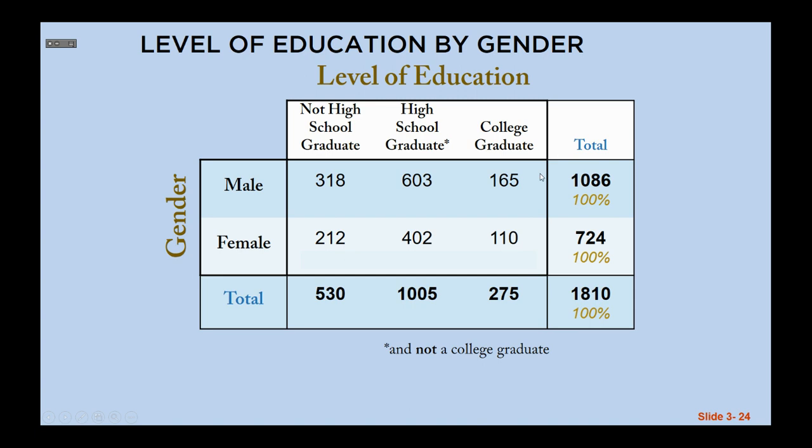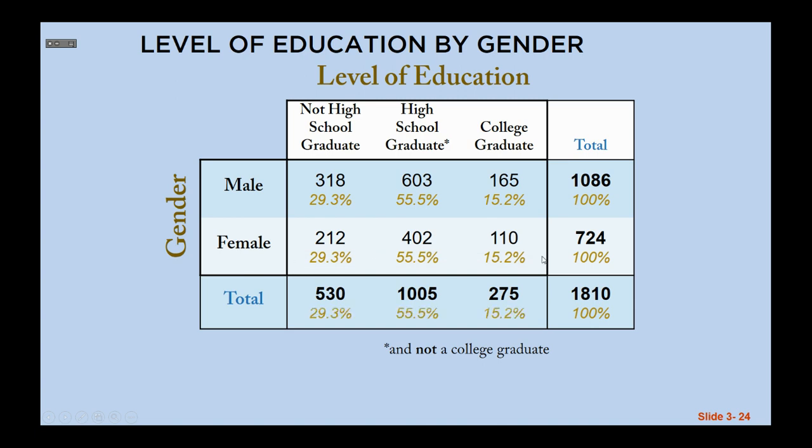All right, so what if we looked at the same kind of thing for level of education? So we have males and females. In our sample, we have many more males than females, and we're going to do that same relative proportion. So 318 out of 1086, 603 out of 1086, 165 out of 1086, and we get these proportions. And then if I do that again, 212 divided by 724, 402 divided by 724, 110 divided by 724, and it looks like the same proportions.